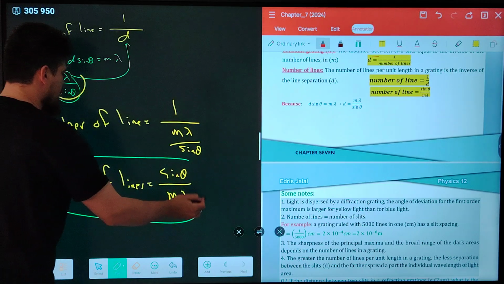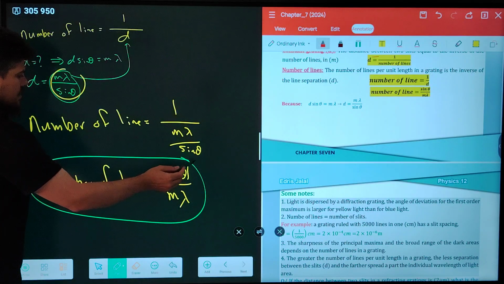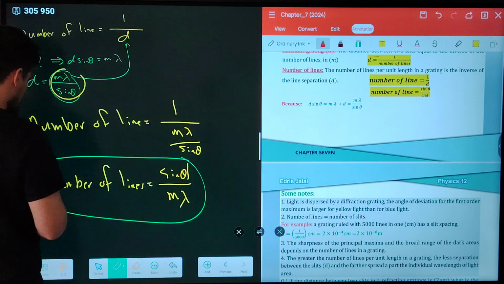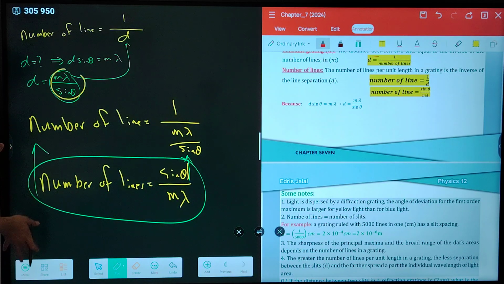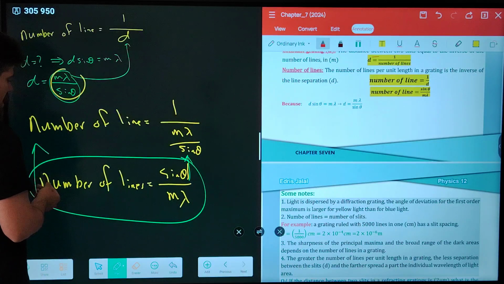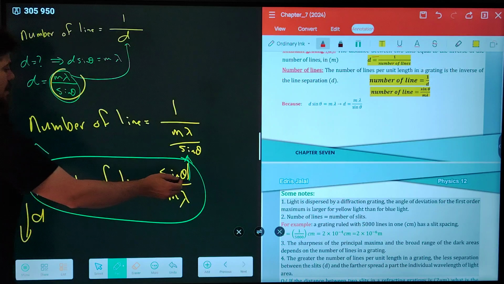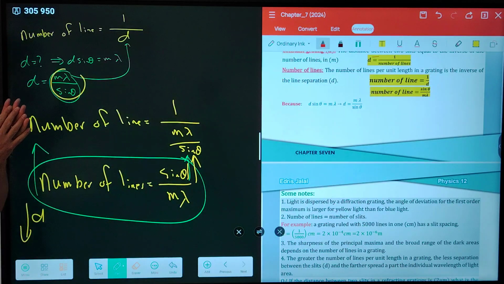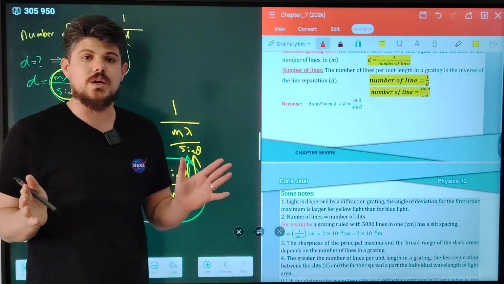So this relation is very important, guys. What is the relation between number of lines and the angle of diffraction? It is directly proportional. More lines, more angle of diffraction. Less lines, less angle of diffraction. Because when the number of lines gets more, d decreases. When d decreases, theta increases. The width of the pattern increases and it becomes wider.